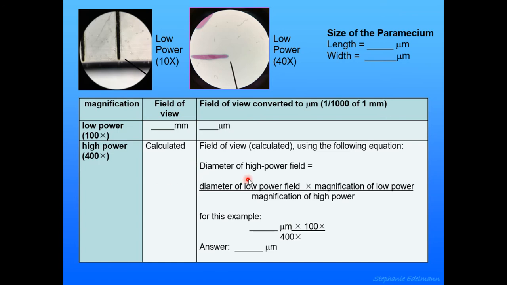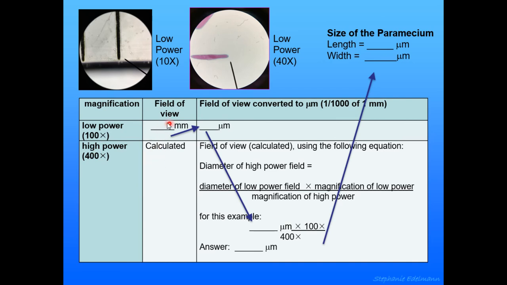So to calculate the diameter of the high power field, you take the diameter of the low power field, magnify it by the low power, and then divide it by the magnification of the high power. So in this example, you're going to take whatever result you have from up here, right? You plug it in down here, multiply it by 100, divide it by 400, and whatever the result is, that's your answer.